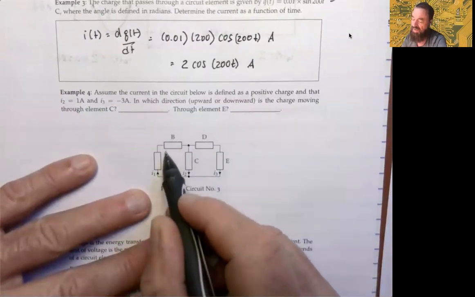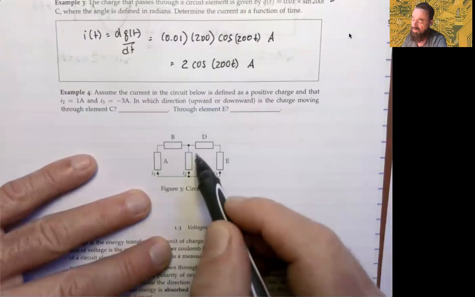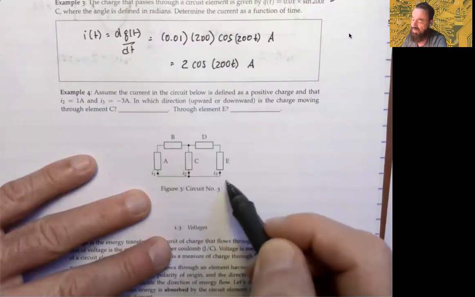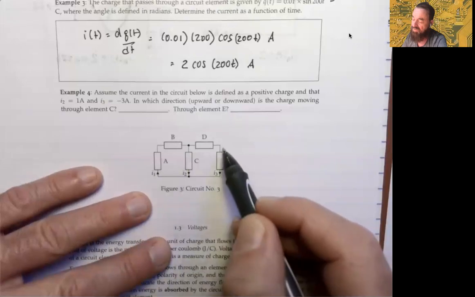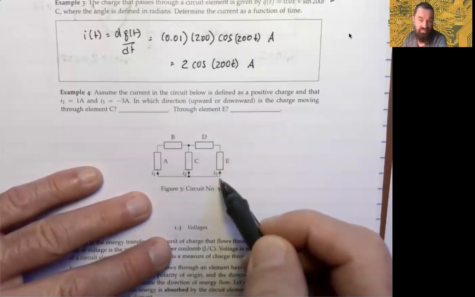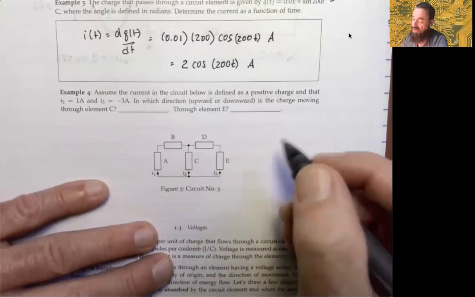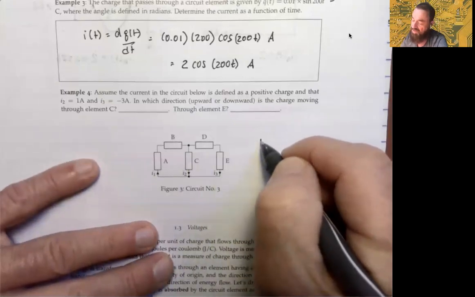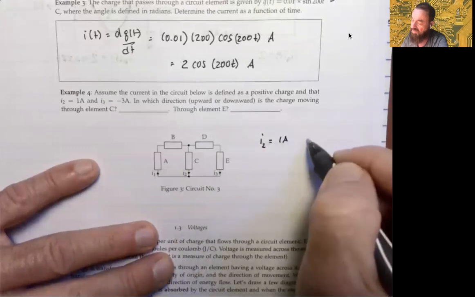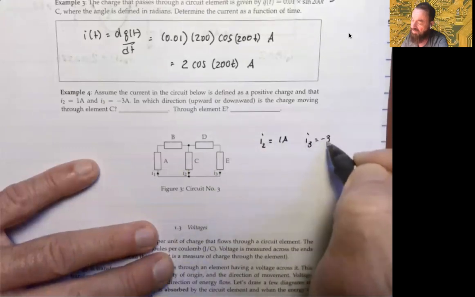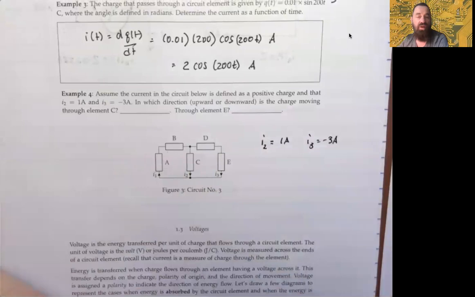The current through A goes from bottom to top, the current through C goes from top to bottom, and the current through element E is from top to bottom, again, looking at the direction of the arrows. But let's say that we have these measurements, that it turns out I2 is 1 amp, and it turns out that I3 is -3 amps, right? What do we know? The question is, in which direction, upward or downward, is the charge moving through element C?